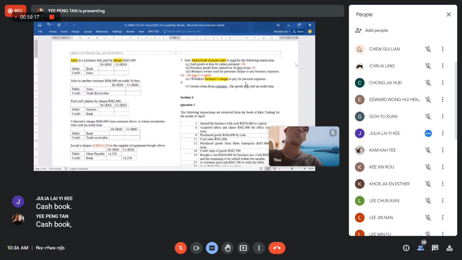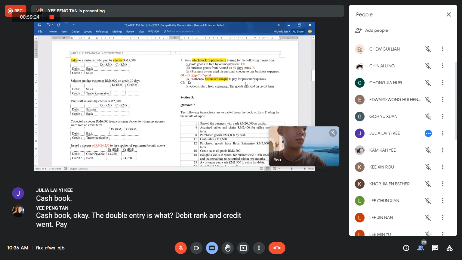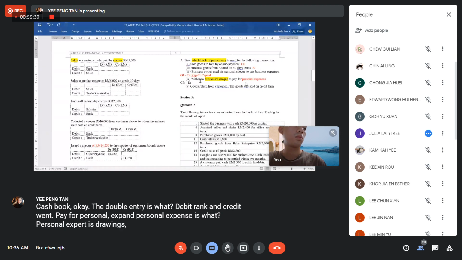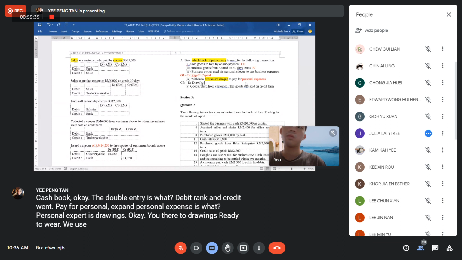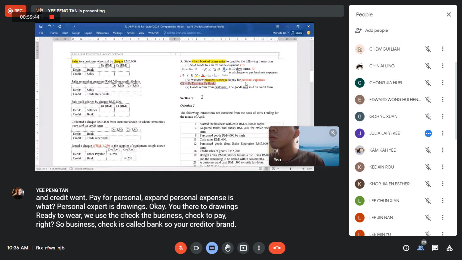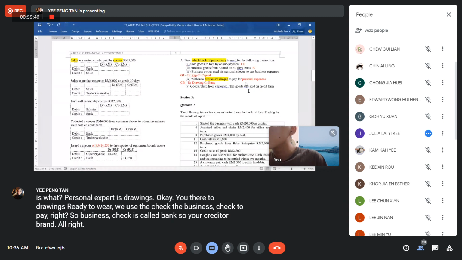Cash book. Okay. And the double entry is what? Debit where and credit where? Pay for personal expense. Personal expense is drawings. Okay, you debit drawings. Credit to where? You use the business check to pay, right? So business check is called bank. So you credit bank. All right. Okay, cash book. Okay, number 5.